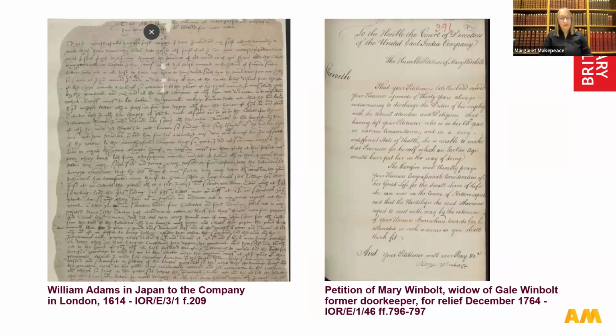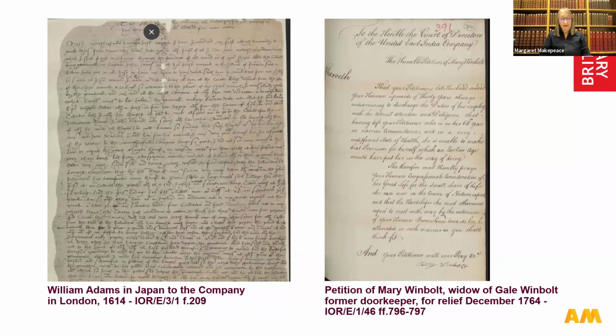On the left is a letter written in 1614 by William Adams in Japan to the company in London. Adams is said to have been the first Englishman in Japan. He arrived there in 1600 on a Dutch ship and became an advisor to the local ruler. Adams worked for both the Dutch and English East India Companies, who established factories, that is trading posts, in 1609 and 1613 at Hirado. The East India Company collection has a large number of letters from the English factory in Japan, which was closed in 1623.